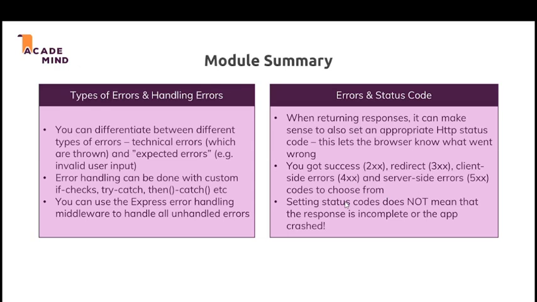And you got different types of status codes. You can have success codes, the 2x codes, redirects, client-side errors, and server-side errors. And you should look at all these codes and see which code is best set for your scenario, your use case. Important, as I mentioned, when you set a status code, this does not mean that the app crashed or that the response is incomplete. It's simply an extra piece of information you pass to the browser.